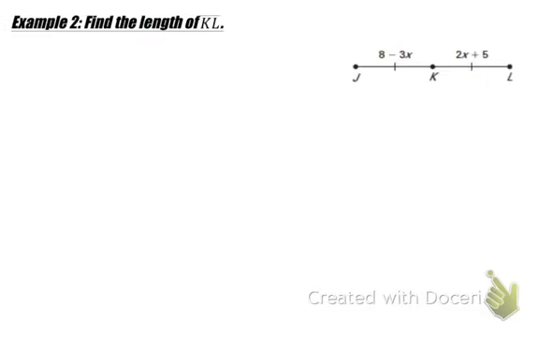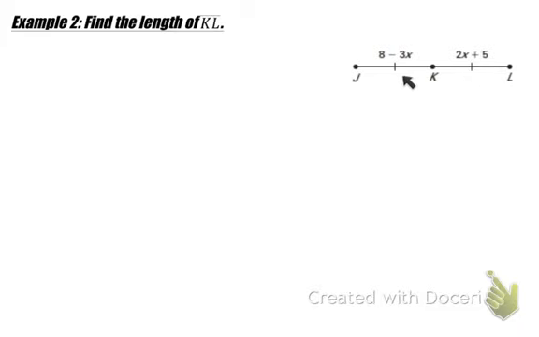Alright, example 2, we have to find the length of KL. So looking at our diagram, JL is being bisected by the midpoint K. And how do we know that K is the midpoint? Good. We have two tick marks that represent that they're congruent. So JK and KL are the same measurement. But look, JK is represented by 8 minus 3x, and KL is represented by 2x plus 5.